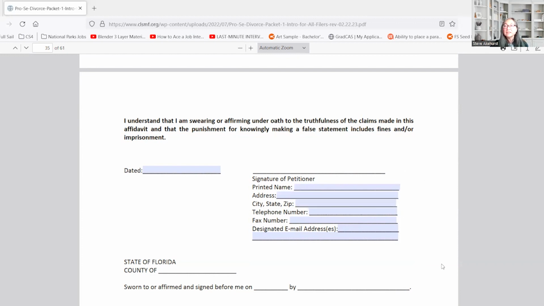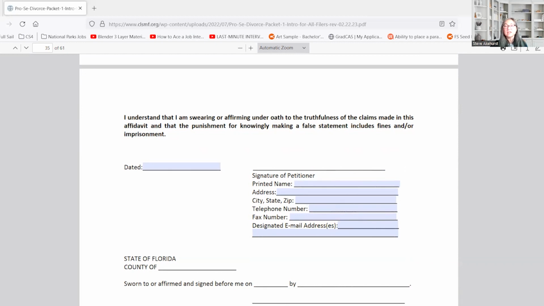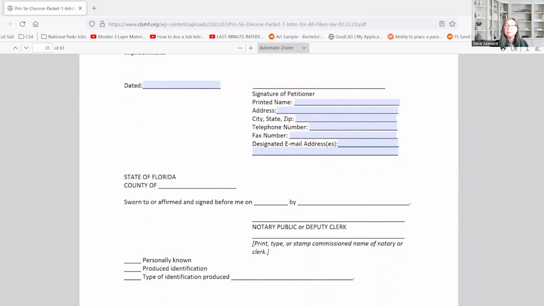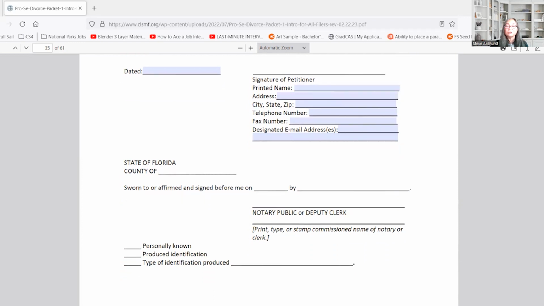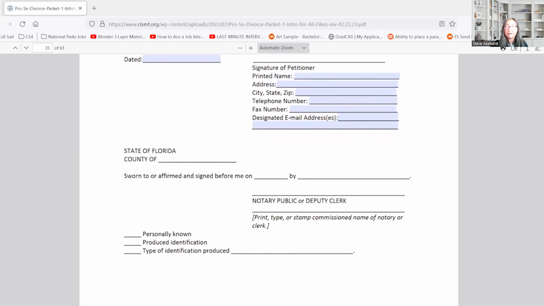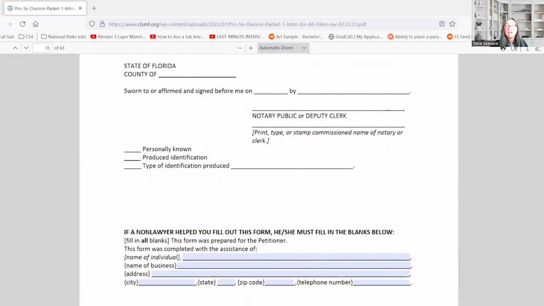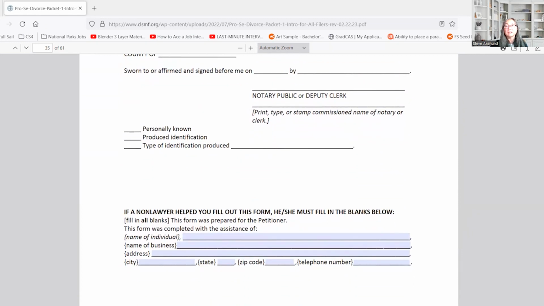So when you sign this form in front of the notary, you're saying, I swear to tell the truth. Just understand that. A lot of times that's what people get in trouble with the courts for: if they lied when they said, I'm telling the truth, and later the court finds out you lied about it, then you could get a fine and/or be held in contempt and go to jail.